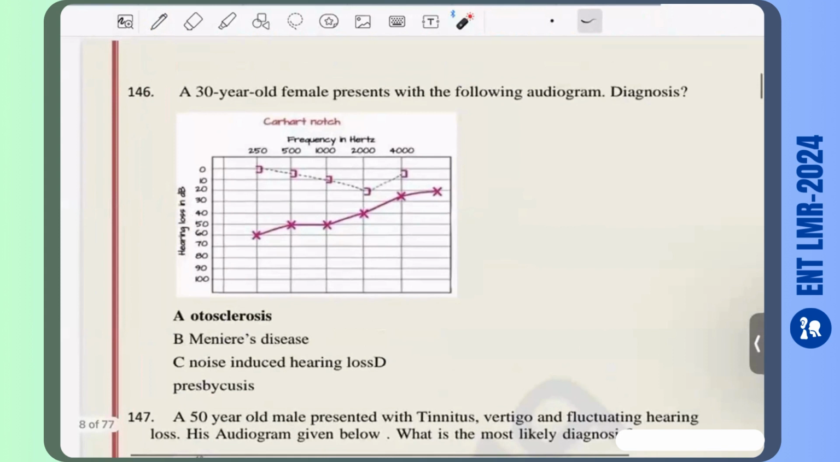Let me solve this MCQ. A 30-year-old female has the following audiogram. See here, a 2000 Hertz bone conduction dip.